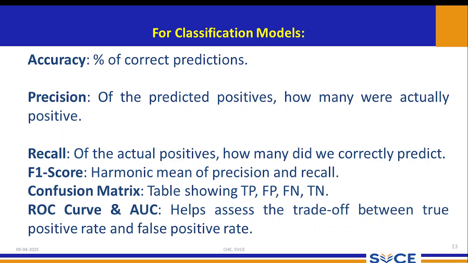Confusion matrix: a table showing true positive, false positive, false negative, true negative. So what is TP? True positive. FP means false positive. FN is false negative, and then true negative. Then the receiver operating characteristic curve, and the area under the curve helps assess the trade-off between the true positive rate and false positive rate. I will tell you an example of the difference between the true positive and the false positive rate in the coming slides.